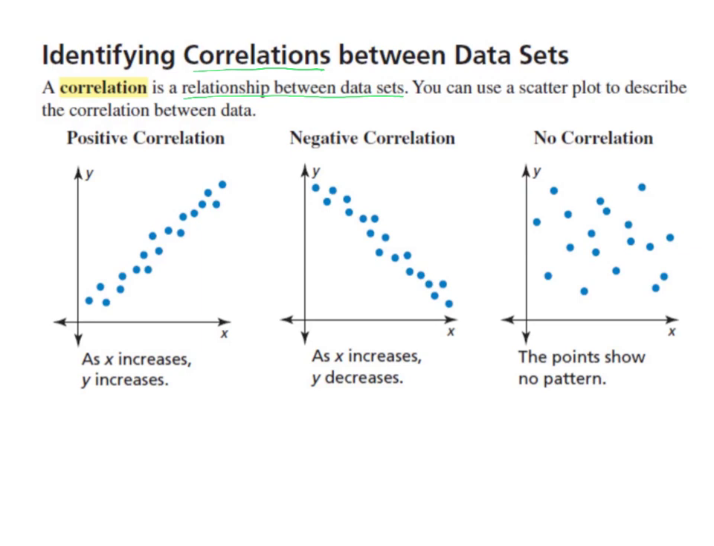Okay, positive correlations. As X increases, Y increases. It just looks the same as a positive slope. The data is clustered, where as one goes up, the other goes up. So it looks like a positive slope.